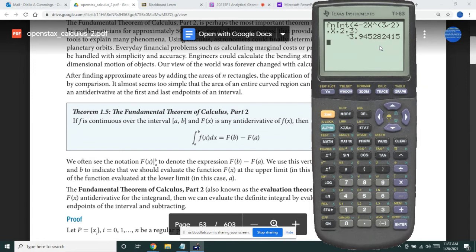All right, so any questions about the first example?